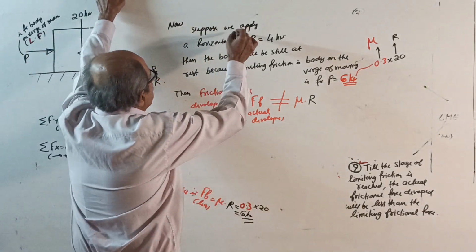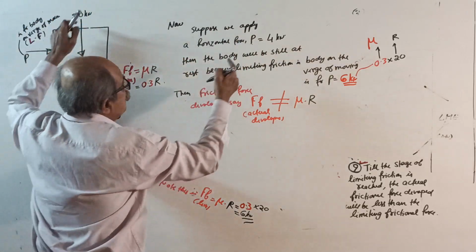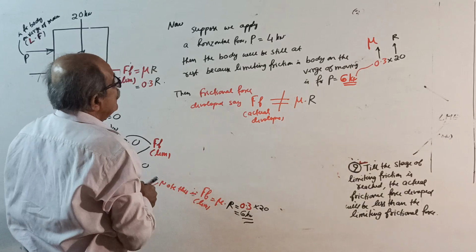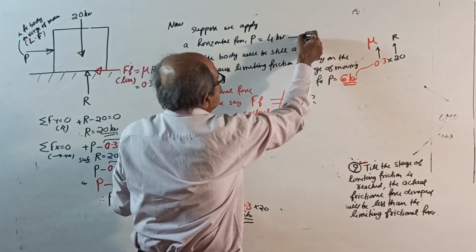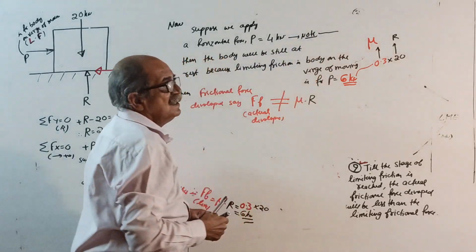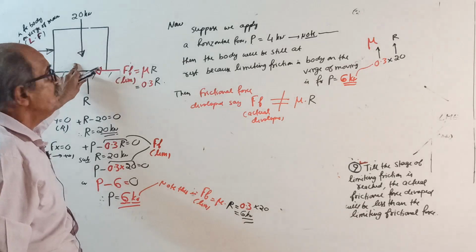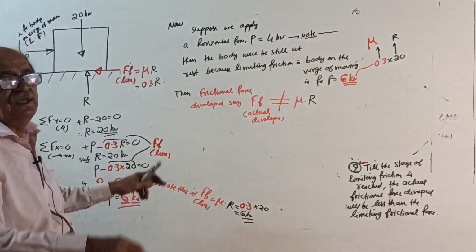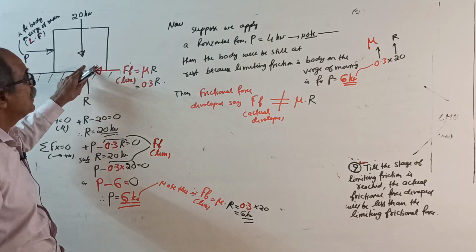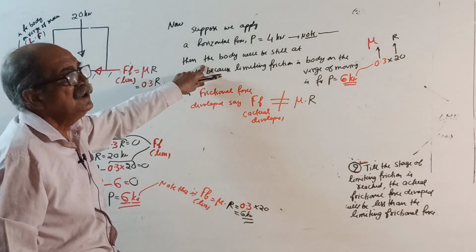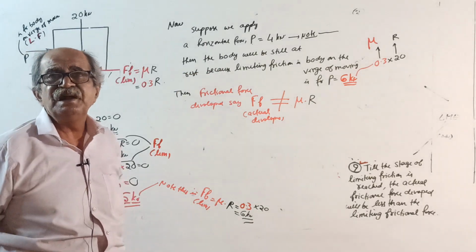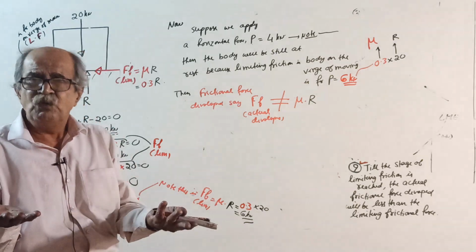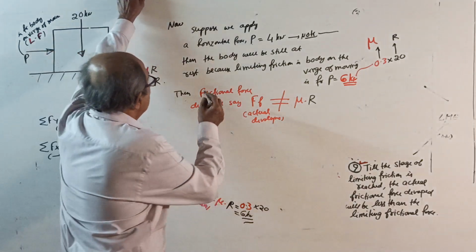Now suppose we apply a horizontal force P of 4 kilonewton. Imagine we don't apply 6 kilonewton. Make a note here, 4 kilonewton. Note that the body is on the verge of moving when the force P reaches 6 kilonewton. Now you apply a force of only 4 kilonewton. Like you have 600 rupees in the pocket, but you eat only for 400 rupees. So you pay a bill of only 400. Don't give 600.